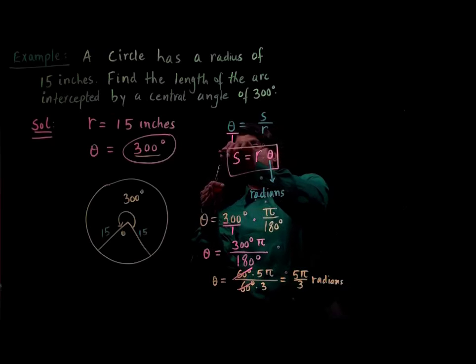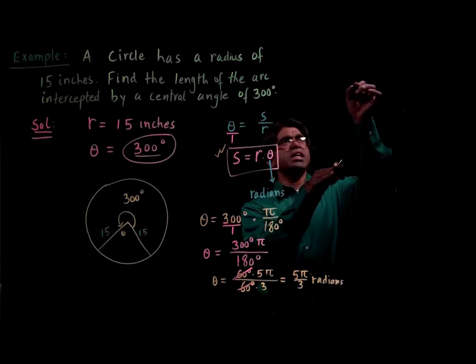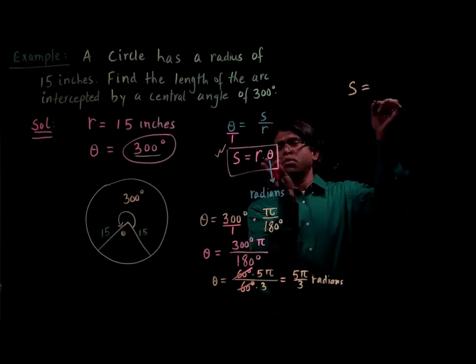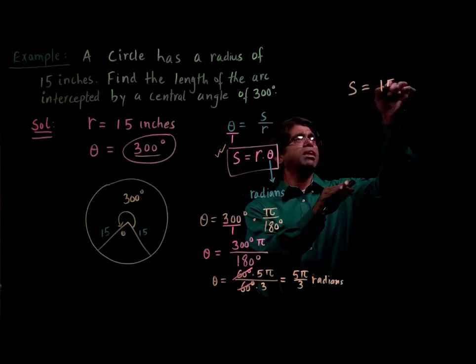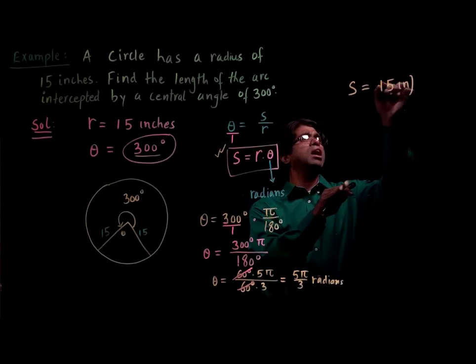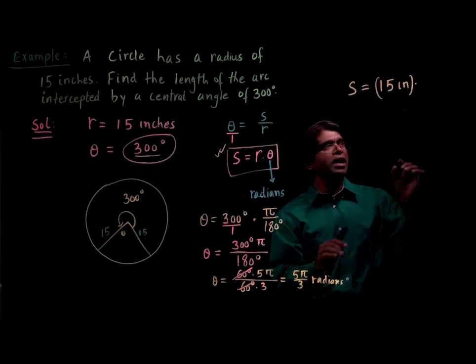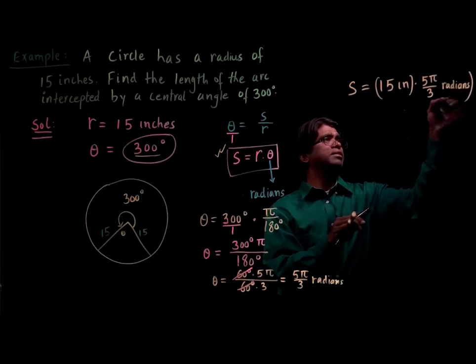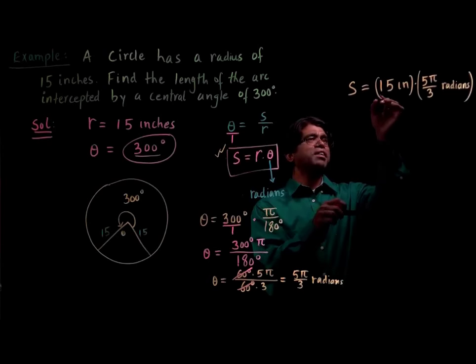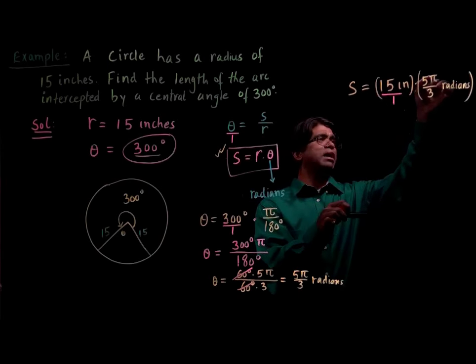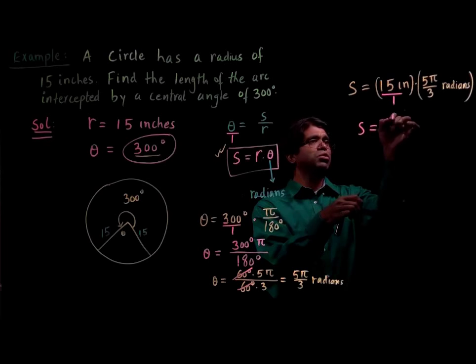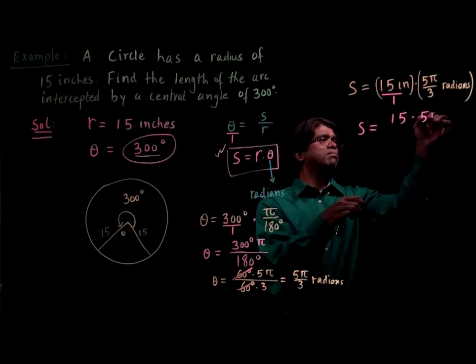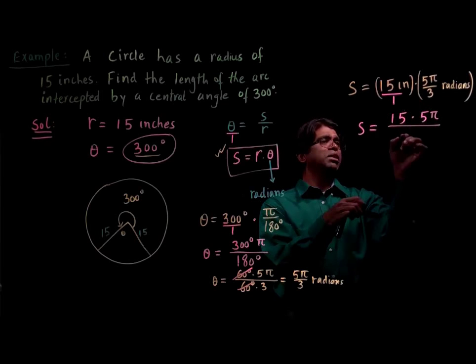Now let's use this formula. My formula is arc length S is equal to radius, which is 15 inches. I'll write 15 inches times my angle, which is 5 pi over 3 radians. Now, if we simplify, we can write 15 as 15 over 1 times 5 pi over 3. So I can multiply 15 times 5 pi. If I simplify, I will write S equals 15 times 5 pi over 1 times 3, which is 3.